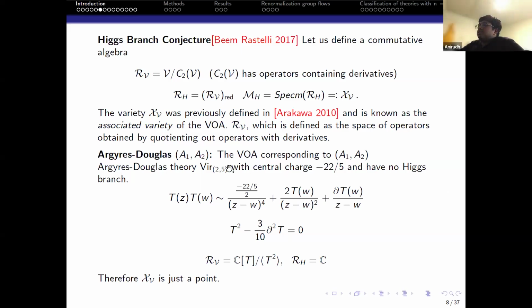For example, consider this Argyres-Douglas theory, which is (A1, A2). It is also called the H0 theory. It is probably one of the first Argyres-Douglas theories found, I think using SU(3) superangles. The corresponding VOA for this theory is just the chiral algebra of the (2,5) minimal model, and it has central charge -22/5. This theory has no Higgs branch. So the procedure I described should give you an associated variety that is just a point. Let's see how it works.